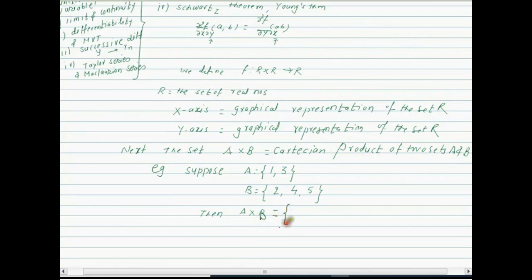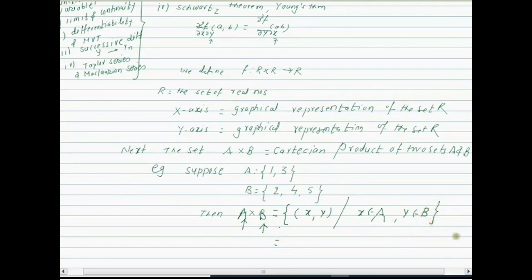By definition, A cross B contains ordered pairs (x, y), where x is from the first set. There are two sets. This is the first set in the Cartesian product, and this is the second set. So in the ordered pair, the first element will be from the first set and the second element is from the second set.